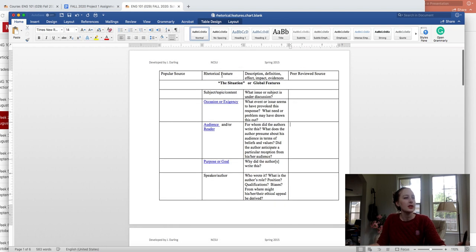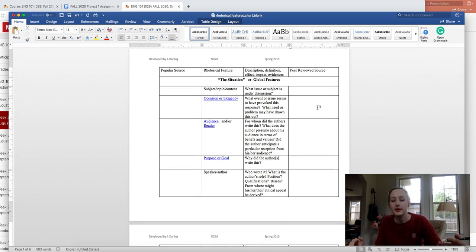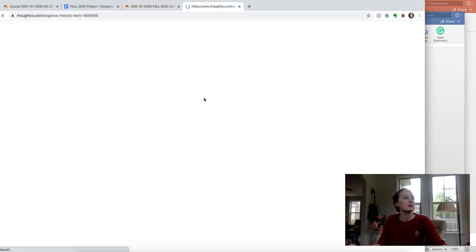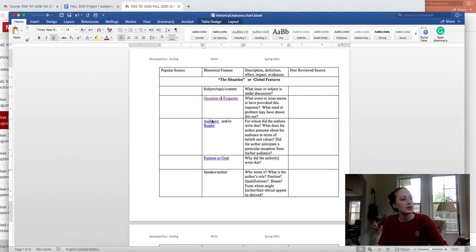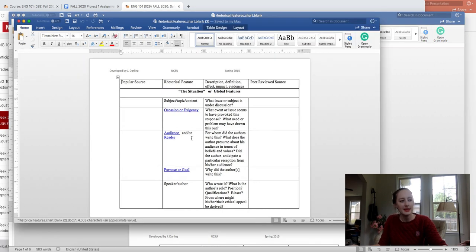So, for this chart, essentially you're going to look at different rhetorical features, different elements of rhetoric that writers use, and you're going to describe what you see about the popular source and what you see about the peer-reviewed, aka scholarly source. So, occasion, I don't know. Oh, okay, yeah. If you click on that, some of these links are broken. I didn't make this, but I liked it. They will tell you what each of these means.